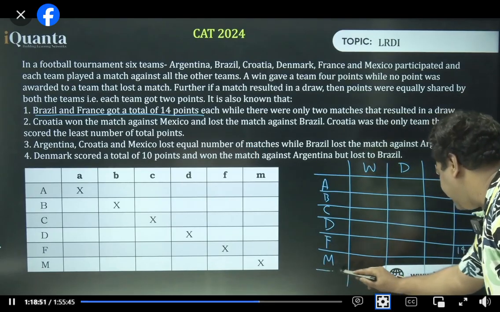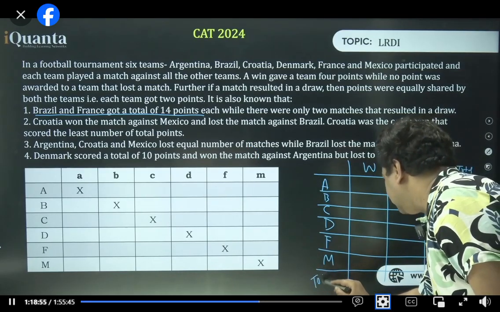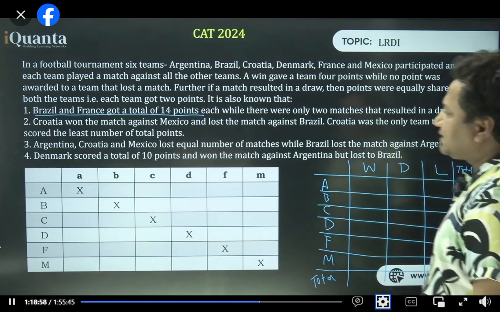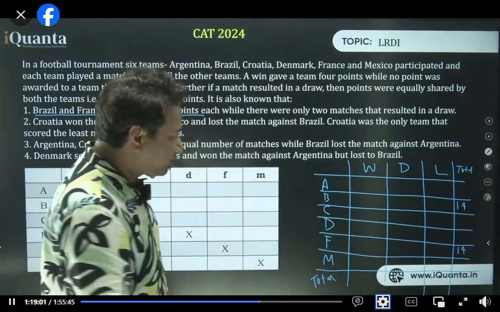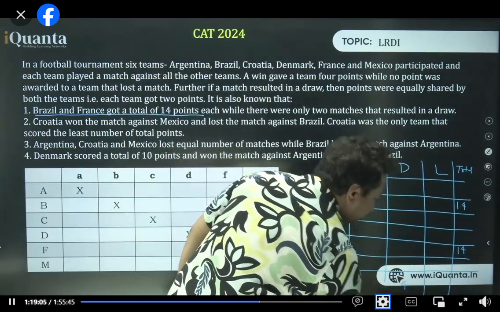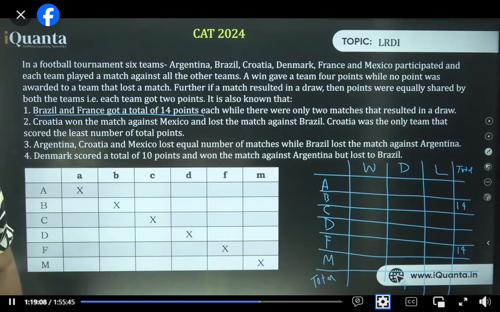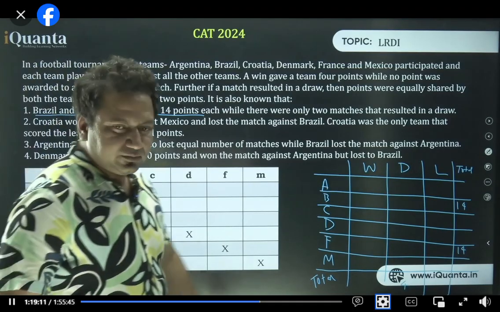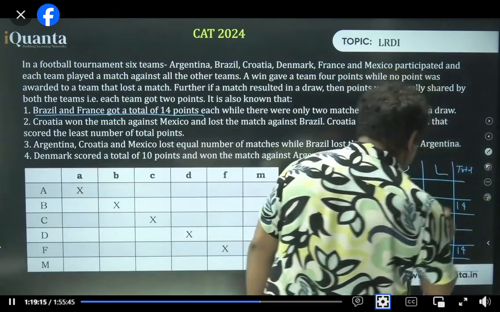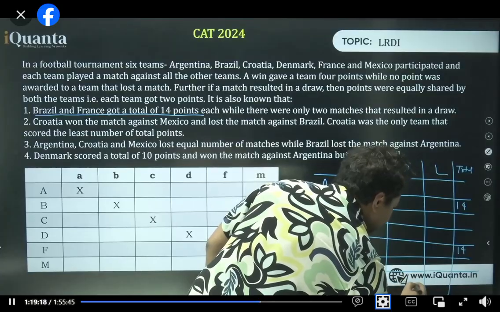Tell me something. I'll write total over here also. Now you tell me, if two matches resulted in a draw, then if I write total over here, I'll get 4, isn't it? Not 2. I'll get 4. Is that visible or not? Written 4, I'll just change the ink. This will be 4. Is that clear?